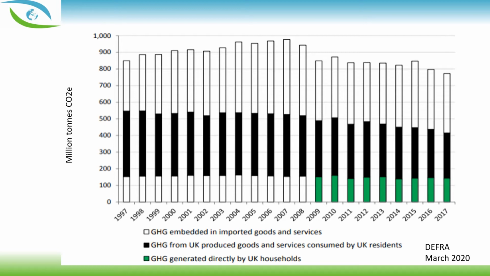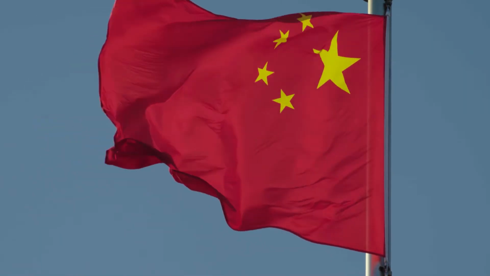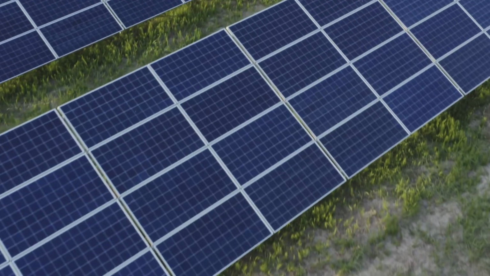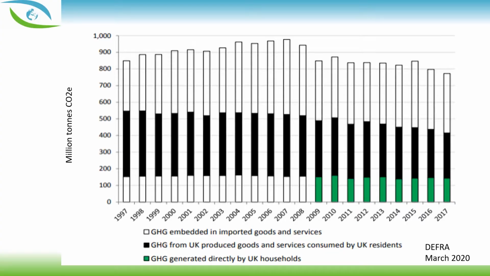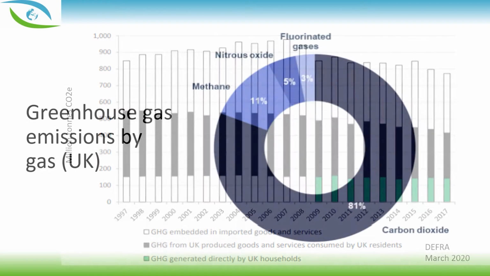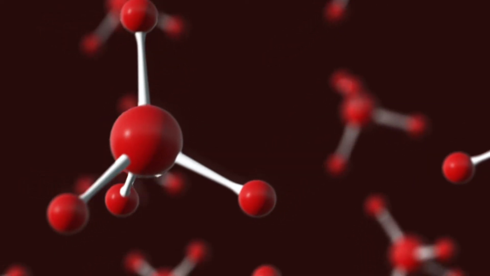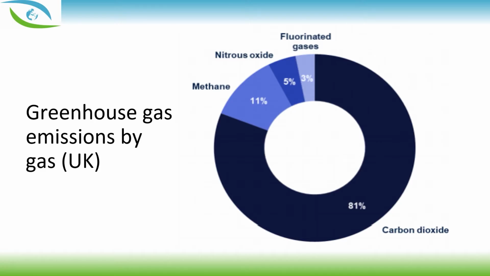Carbon being imported in goods and services has risen. For example, goods from China have increased by 260% between 1997 and 2017. Overall, the footprint from greenhouse gas emissions for the United Kingdom has fallen from its peak in 2007 by 21% to 2017. Carbon dioxide accounts for about 80% of this total. Of the 770 million tonnes of greenhouse gases emitted each year, carbon dioxide accounts for about 80% of it, followed by methane at 10% and nitrous oxide and fluorinated gases around 5% each.